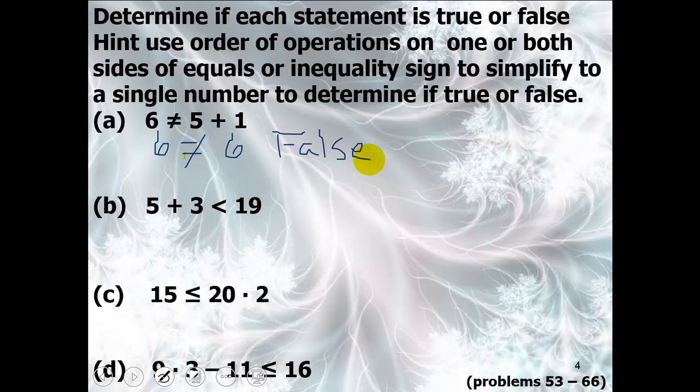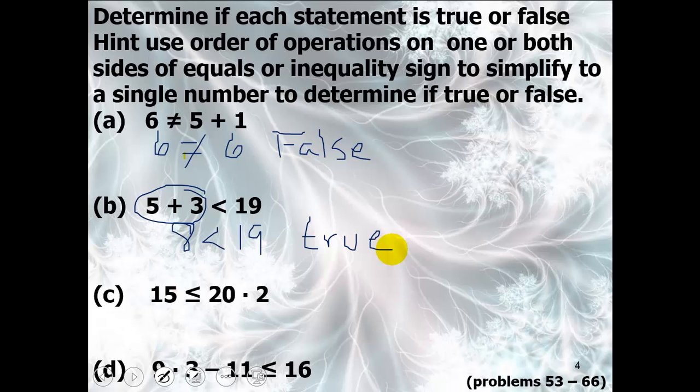All right, example B. 5 plus 3 is less than 19. Well, let's combine 5 plus 3. 8 is less than 19. Is 8 to the left of 19 on a number line? Yes, so that's true. It's less than. Why don't you hit pause, try C and D, and then come back and I'll do them with you.